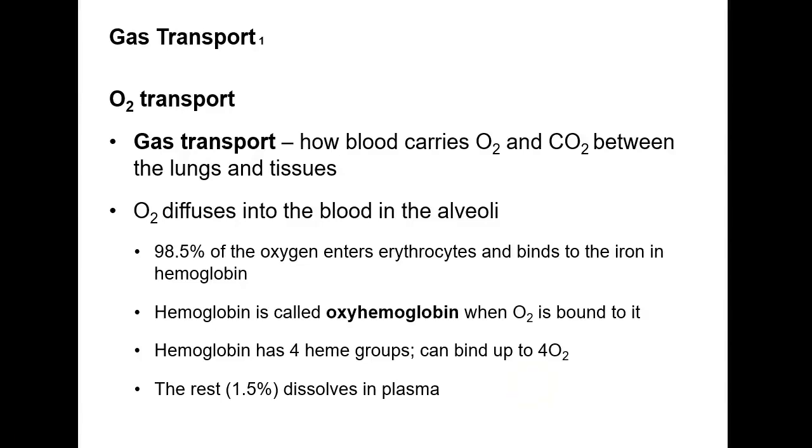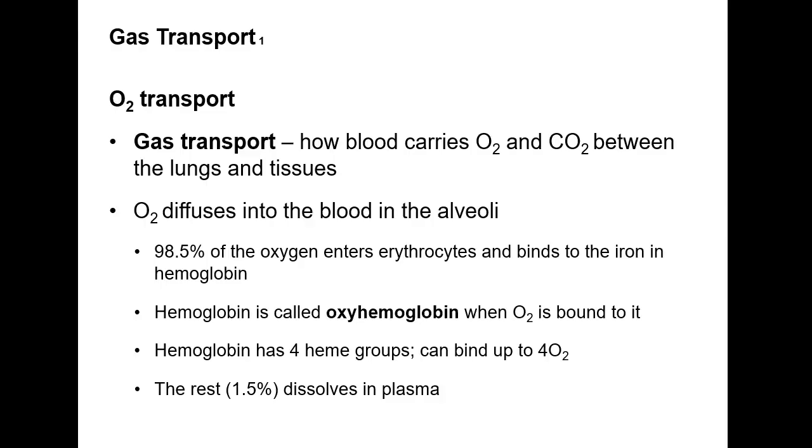So now let's look at how oxygen and carbon dioxide are transported through the blood between the lungs and the tissues of the body. So we know that oxygen diffuses into the blood from the alveoli, and that happens because of the difference in partial pressures. We talked about that. Once that oxygen gets into the blood, most of it is going to enter into the erythrocytes, the red blood cells.